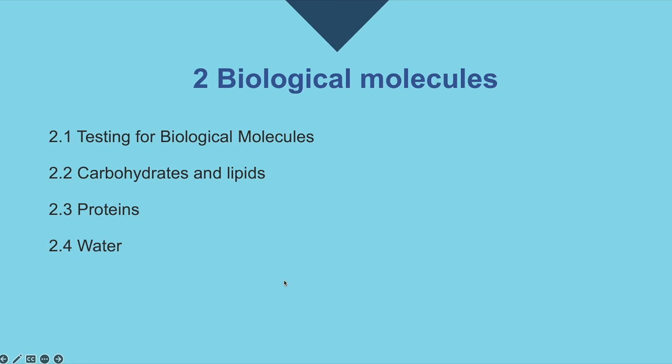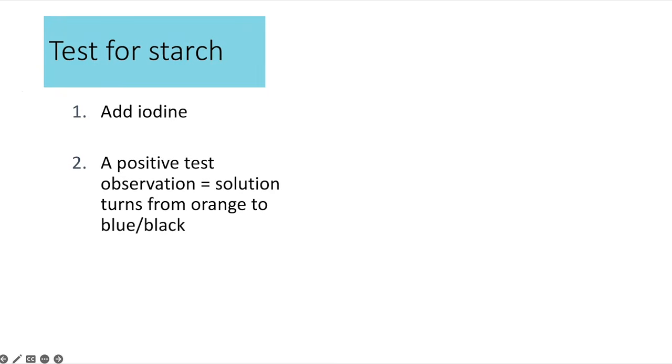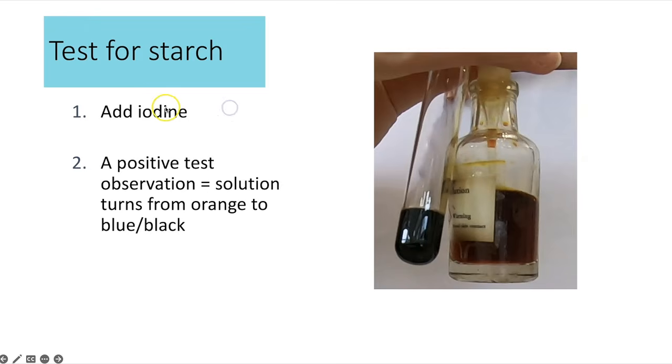Next then, we move on to the topic biological molecules, which is split into these 4 components, and we're going to start with testing for biological molecules. So the first biological molecule that we're going to look at for testing is starch, and this one's quite straightforward. You would add the chemical iodine, which is an orangey brown colour, and if starch is present, it goes blue-black.